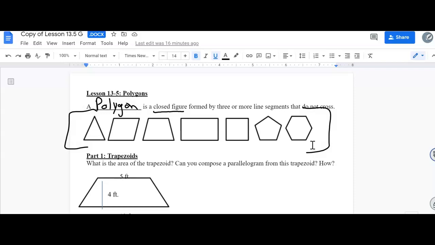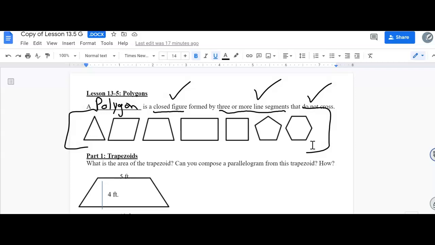Polygon. Part number 2, formed by 3 or more line segments. Do all of these have 3 or more line segments? Yes. All closed, all 3 or more line segments. And the line segments do not cross. Do we have any line segments that cross here? No. Okay, so do not cross. So we know none cross. Double negative.